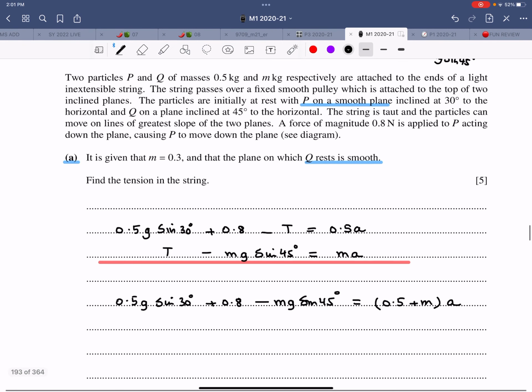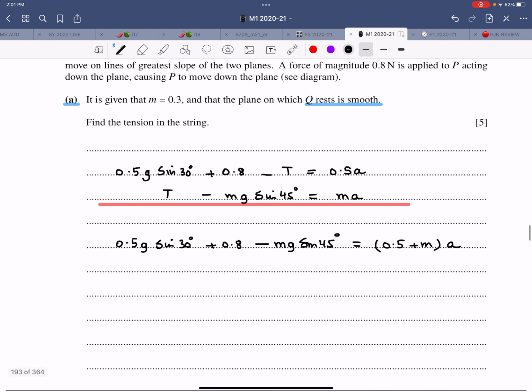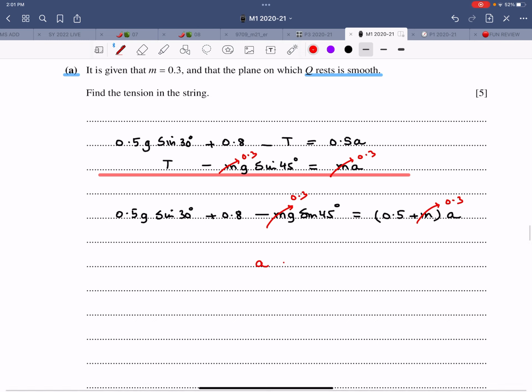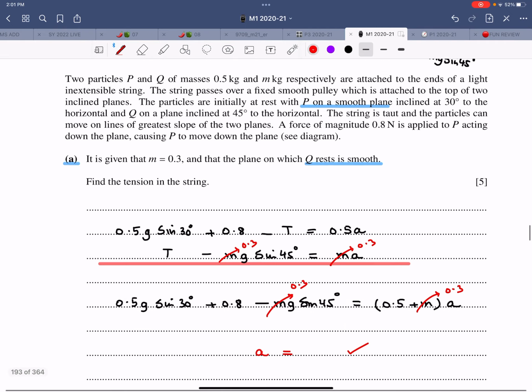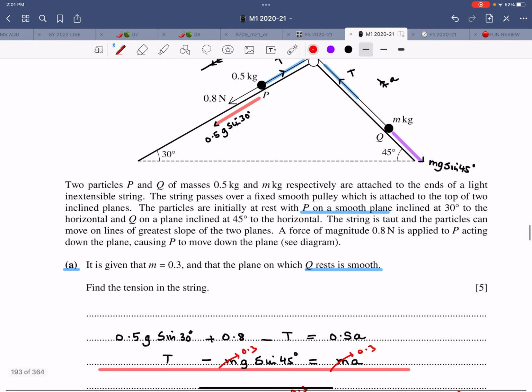Now, they have given m. So in this scenario, the value of m is given, and it is 0.3. Since a is the only unknown, first you will find the value of a, then use any equation, and you will find the value of T. So that is the working for this part, and that is straightforward working, nothing special in this one.